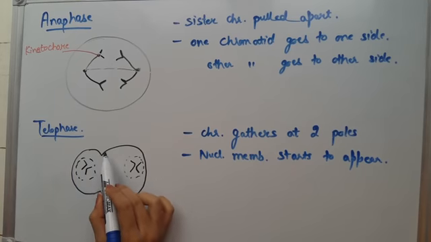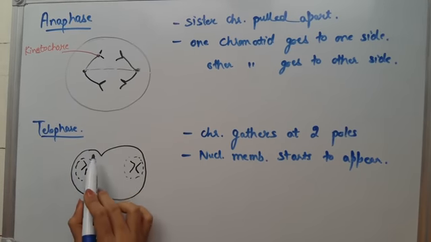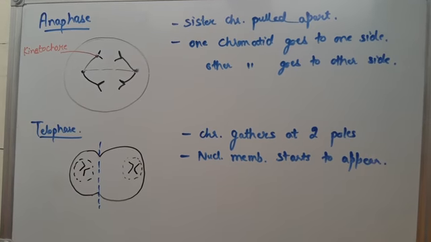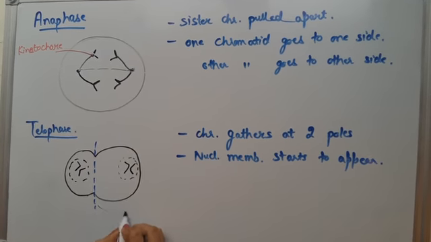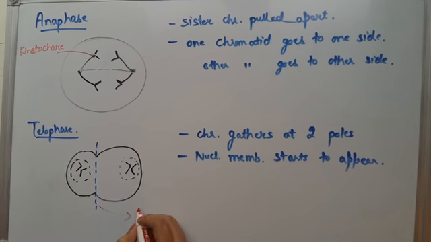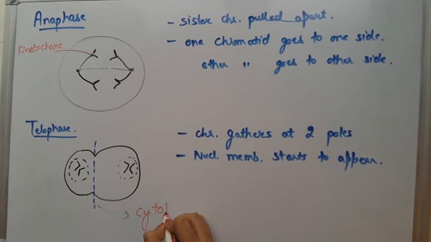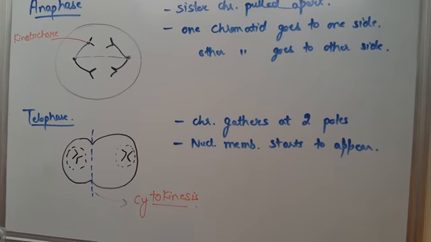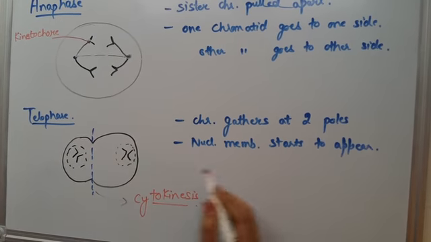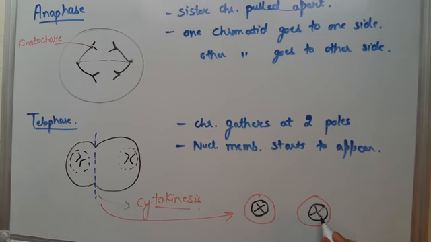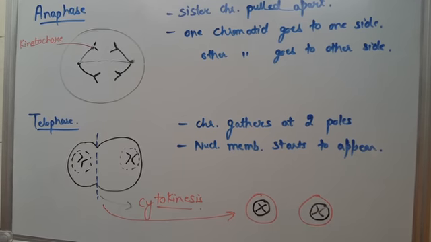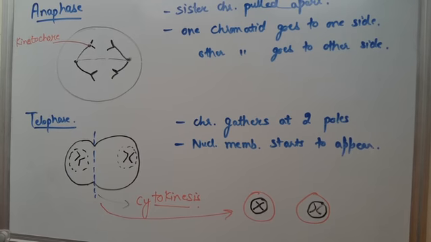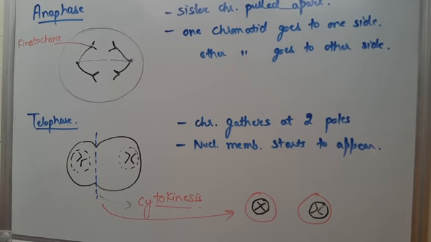After this, the two cells need to pinch off. This stage of pinching off is called cytokinesis. After pinching, they form daughter cells with two pairs of chromosomes. So this is all for mitosis, and now we will discuss meiosis.